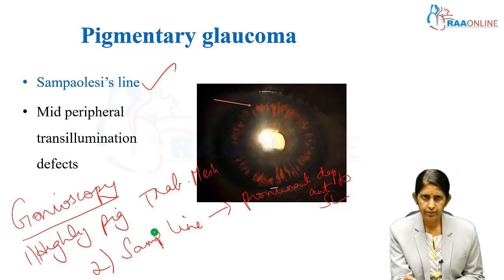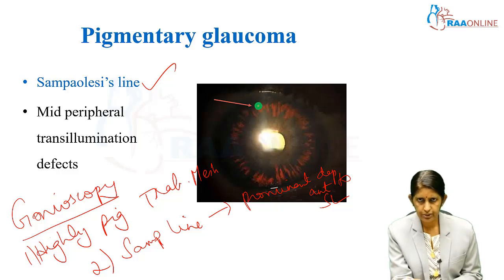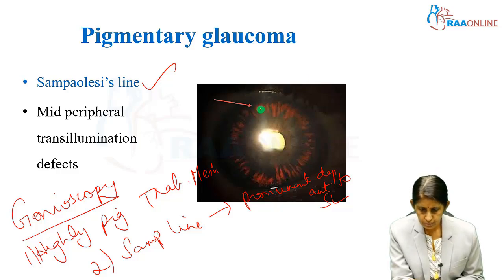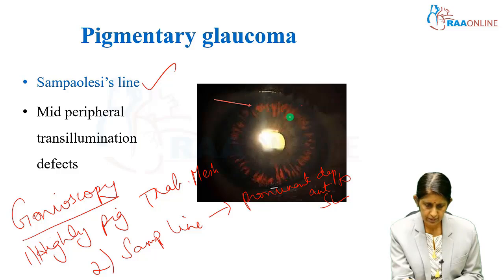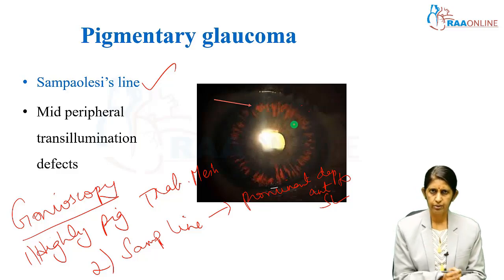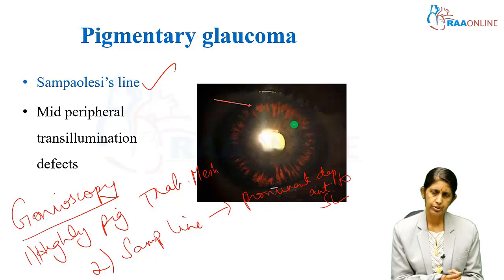So, what you are seeing here is the classical iris transillumination defects. This arrow is pointing to all those reddish areas that you see. These are the transillumination defects, and they are typically present in the mid-peripheral area of the iris. So, this is one of the diagnostic features of pigment dispersion syndrome.